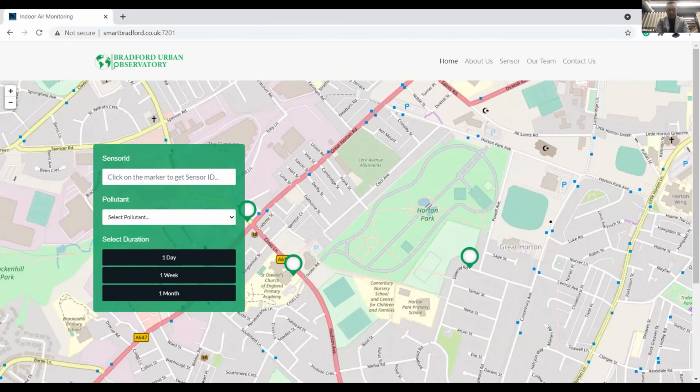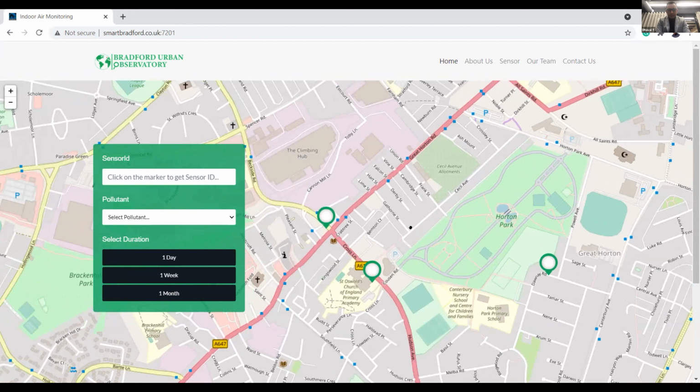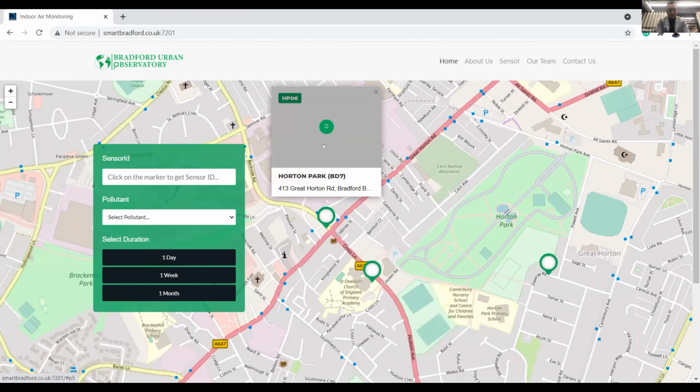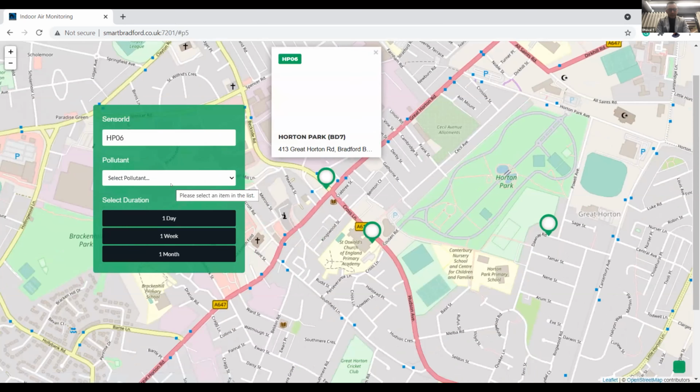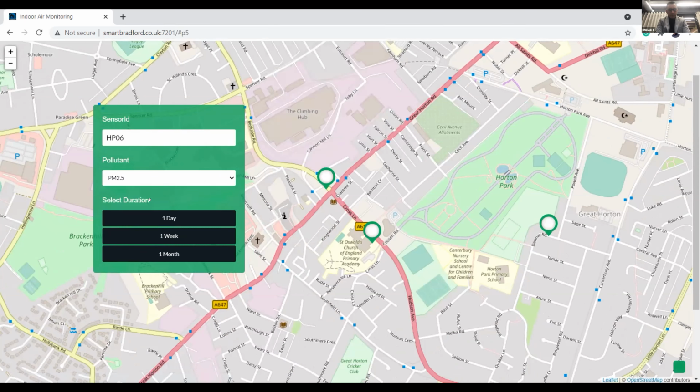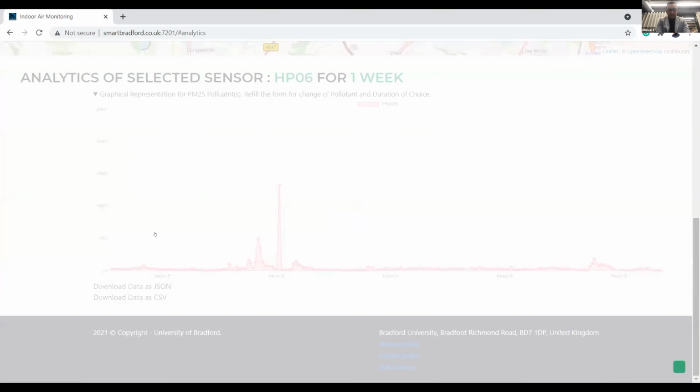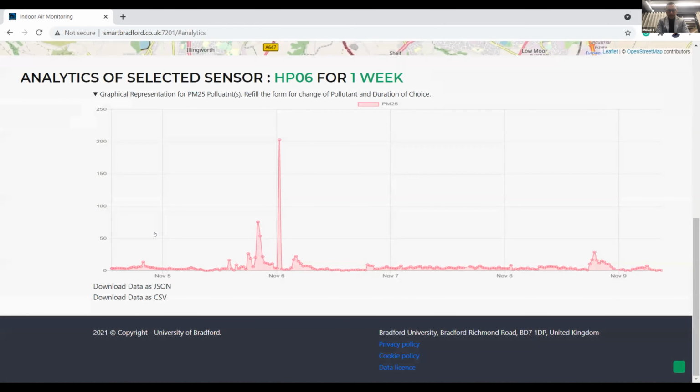If you go on the left, at the junction, yeah, click on that, please. So that's the HP06 sensor. You select a pollutant, PM 2.5, and if you select it for a week, please. And then it shows you this graph. Now, this graph is quite interesting. It has values literally starting from 2 or 3 for PM 2.5, going up to 200 something.